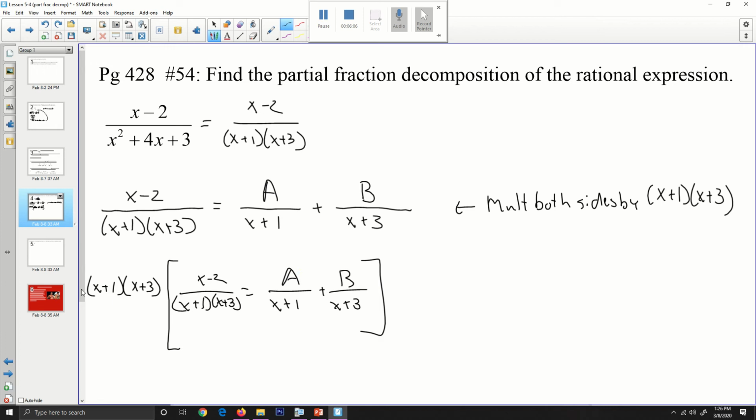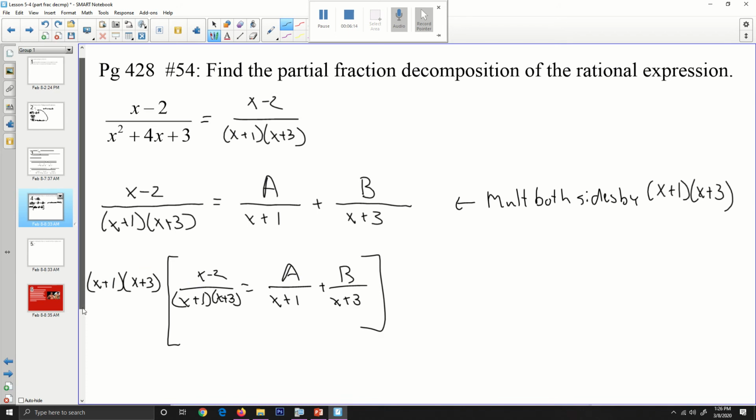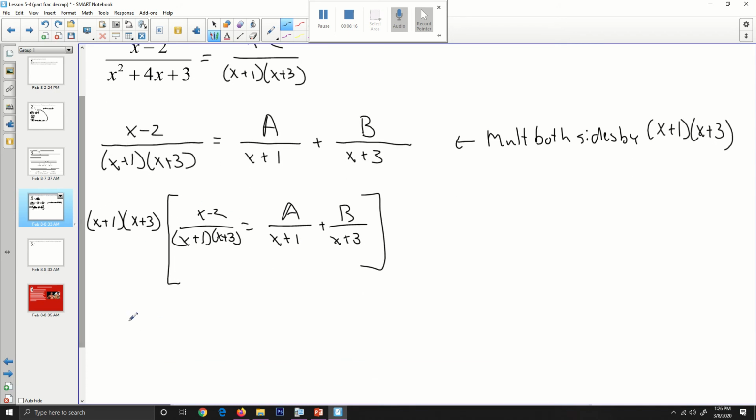Now, when I multiply x plus 1 times x plus 3 times this first fraction, the x plus 1's cancel and the x plus 3's cancel. That's just going to leave me x minus 2. I wrote it incorrectly, so let's erase and write it correctly. It's going to leave just x minus 2 on this left-hand side.